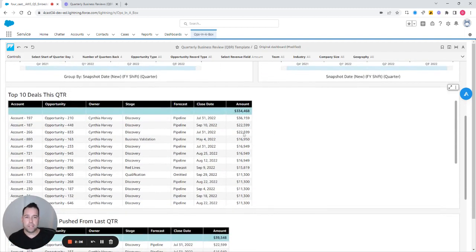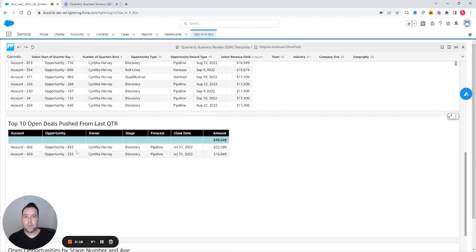So down below, we can see more of the standard things that you would expect with a QBR template. Here are the top deals for the quarter. We can take a look, want to talk about each one of these individually. We can also see any of the deals that were pushed from last quarter. These ones always need a little bit more inspection. They were forecasted last quarter and didn't close. They're forecasted again this quarter. Why are they going to close this quarter when they didn't close last quarter? What's the difference right now?